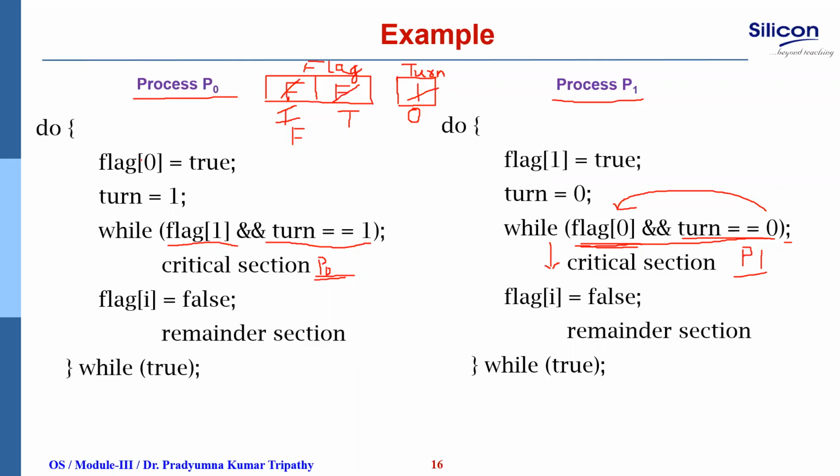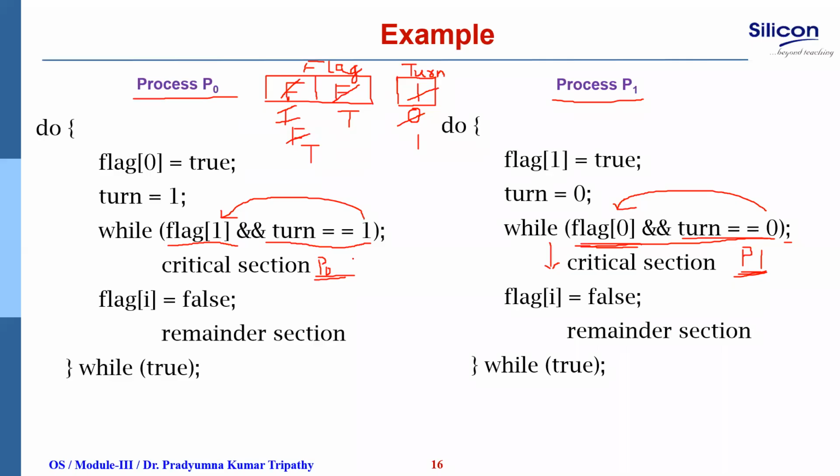P1 is in the critical section. P0 wants to enter. So when P0 wants to enter, it will make this true. If flag of 0 is true, turn, it will make it 1. Now it will check what is flag of 1. Flag of 1 is true, and turn equals 1 is true. So it cannot enter. It will just keep looping, or spinning, over here. So while P1 is in its critical section, P0 cannot enter into the critical section at the same time.